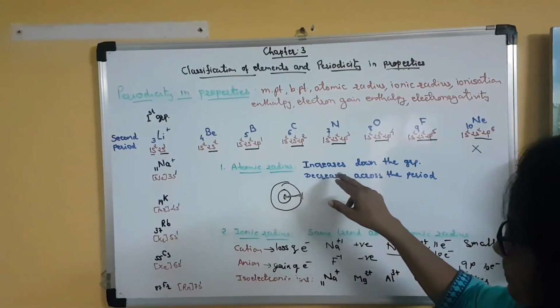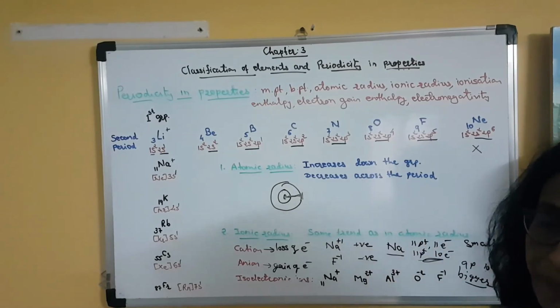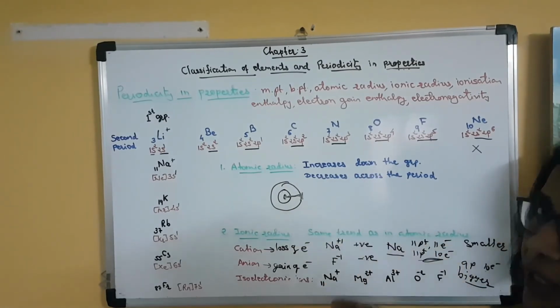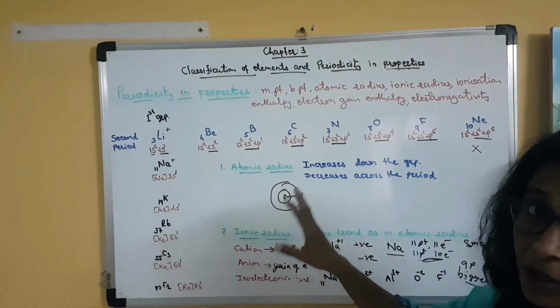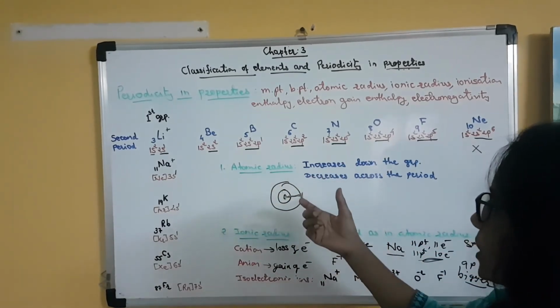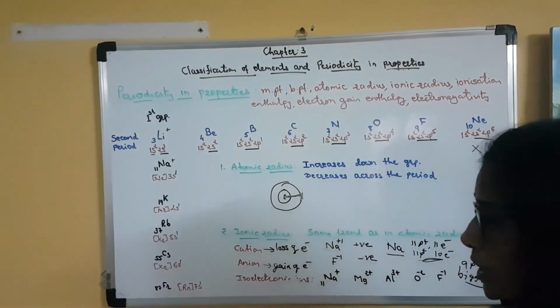And so ionic size also increases down the group. Clear? And across the period it will decrease. So atomic and ionic sizes, across the period or down the group, will show the same periodicity, the same trend.